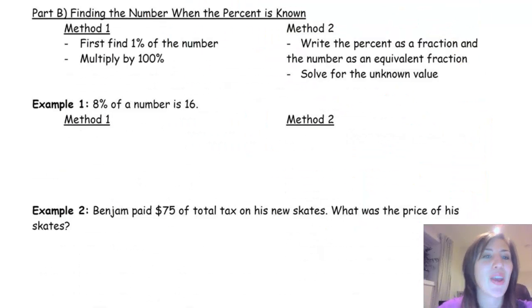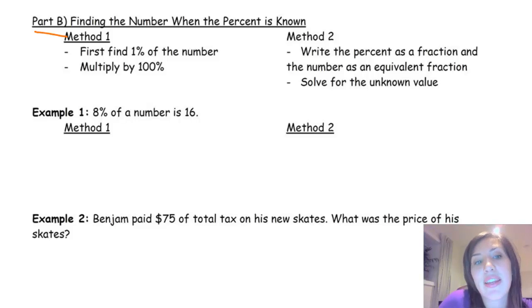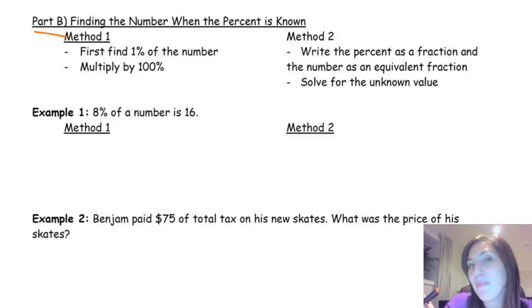All right, part B. What do we do then if we know the percent and we don't know the numbers? Well, this can be really tricky, so I've given you two methods here. Method 1, you could first find 1% of the number and then multiply that by 100. Or method 2, you could write the percent as a fraction and then the number as an equivalent fraction and then just solve for the unknown. So let's try both ways for our examples here.